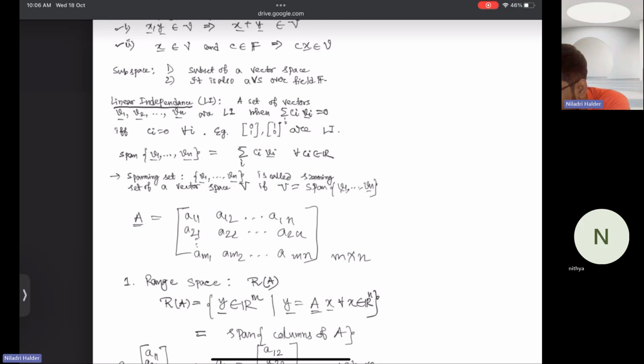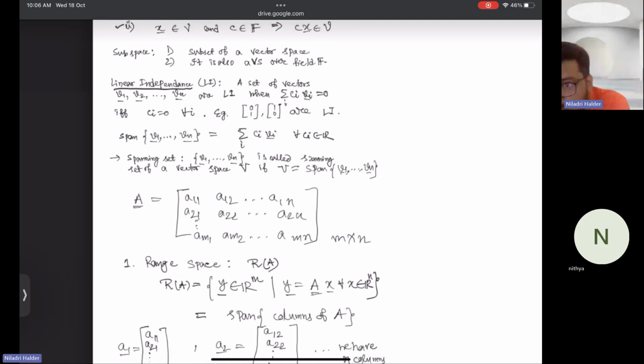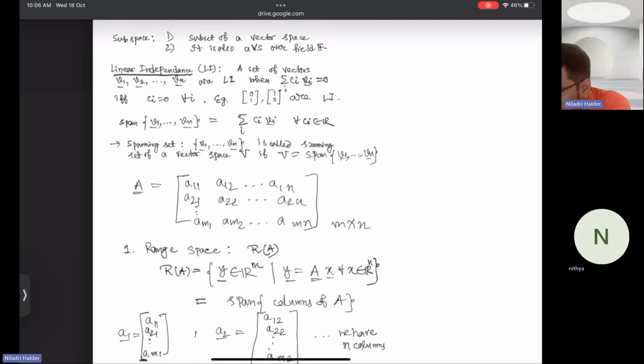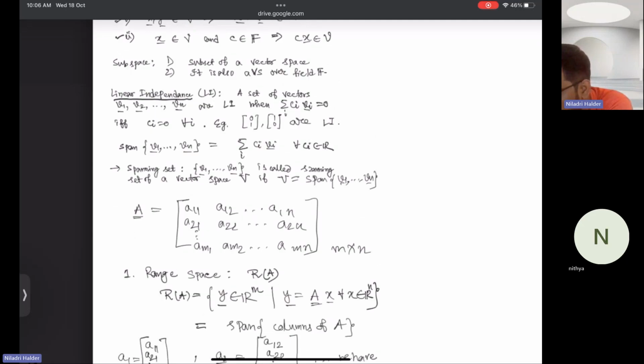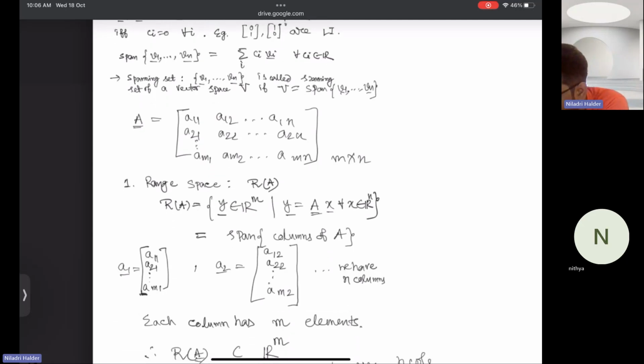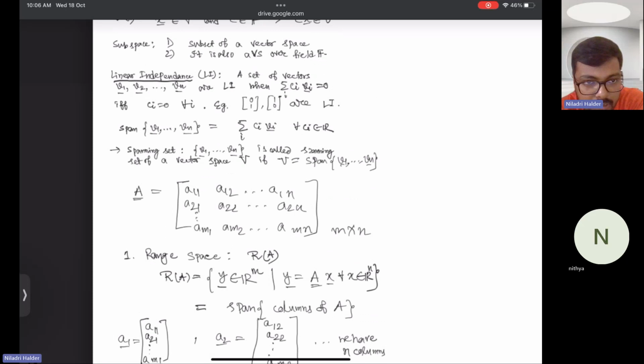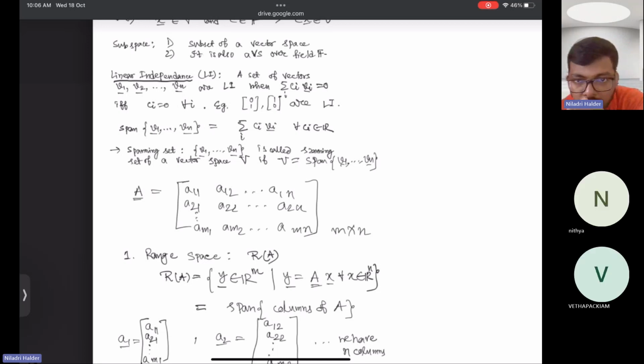Then what is a subspace? A subspace is just a subset of a vector space. And then linearly independent vectors. What are linearly independent vectors? If there are n vectors v1 to vn, they are said to be linearly independent if summation c_i v_i equal to 0 gives the solution that all c_i equal 0, for all values of i.